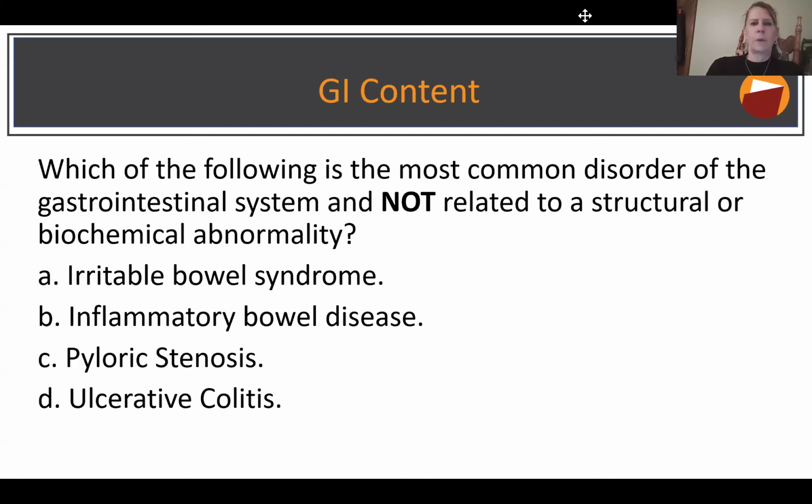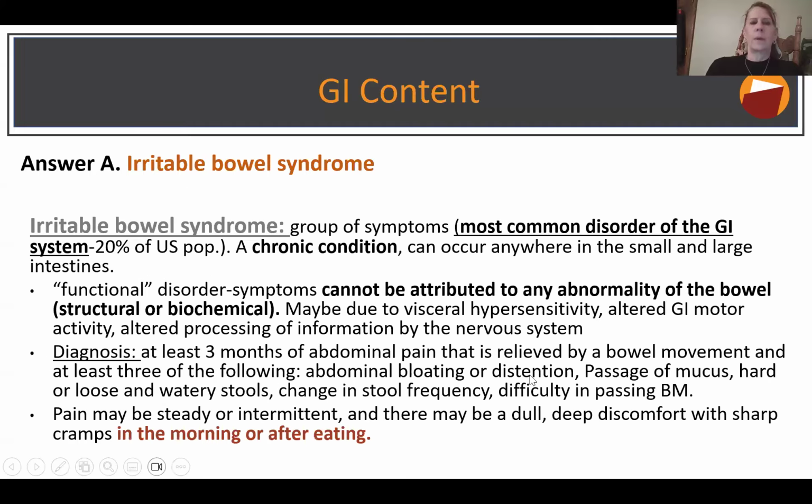All right, so we've got 80% of you saying 1 or A, and that's the right one. So irritable bowel is a group of symptoms, a very common disorder. About 20% of the US population has irritable bowel, a chronic condition, but they can't attribute it. It's called a functional disorder. They can't attribute it to any abnormality of the bowel, an anatomy change, or biochemical.